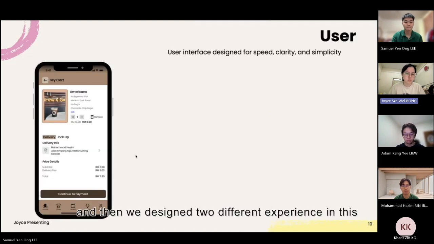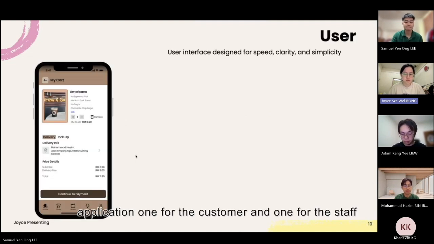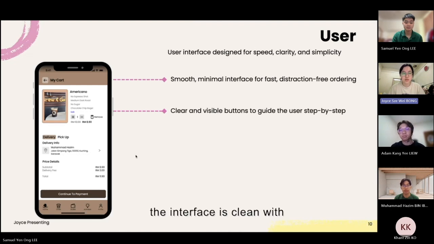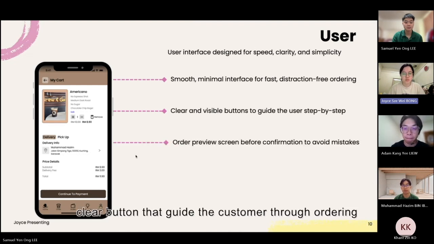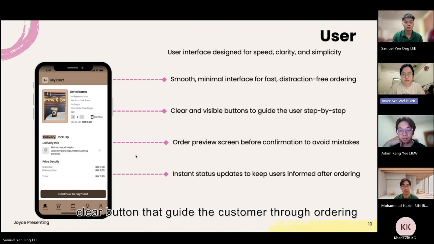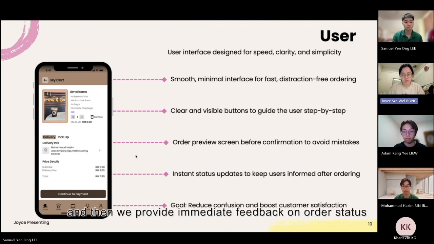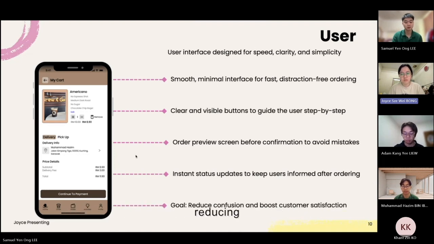And then we design two different experiences in this application, one for the customer and one for the staff. On the user side, we focus on speed and simplicity. The interface is clean with clear buttons that guide the customer through ordering. We also include a preview step so the user can double check their order before confirming, and then we provide immediate feedback on order status, reducing uncertainty and helping customers feel confident in their experience.